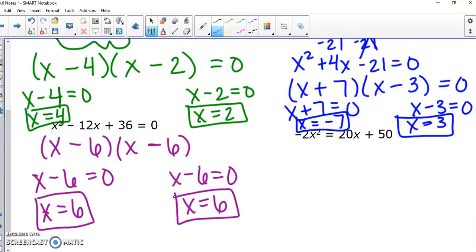So when we go to write our final answer, we'll just say that there's only one solution, unlike the other ones that all had 2. This one will just have one solution of x equals 6.